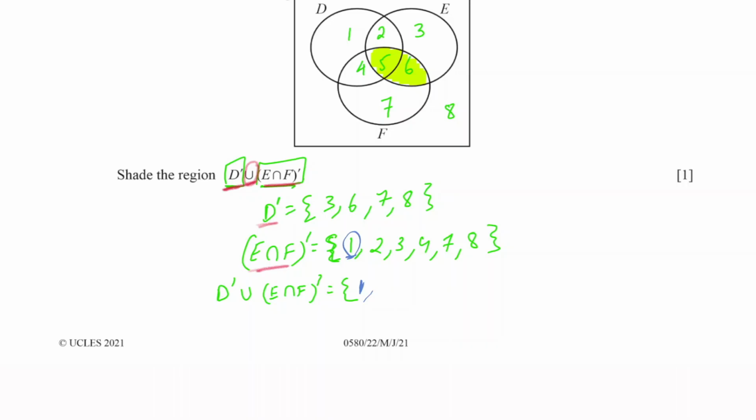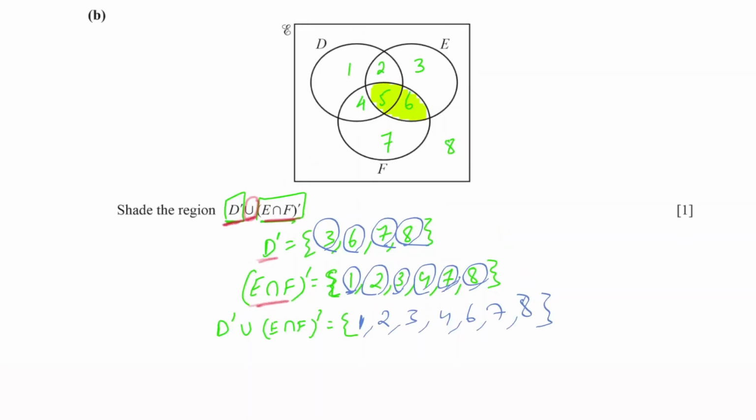So I'll take 1, then 2 once, then 3 once, because there are two 3s and I can only shade one 3. We don't have any more 3. Then I'll take 4, then 6, 5 is not there, then 7, then 8. Why am I writing 1 once? Because we can't shade any other numbers.